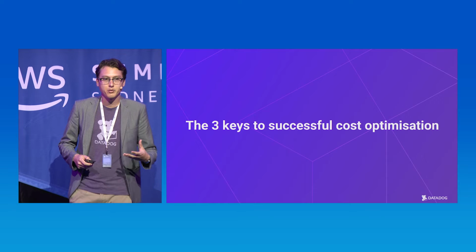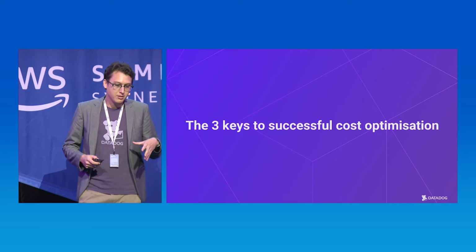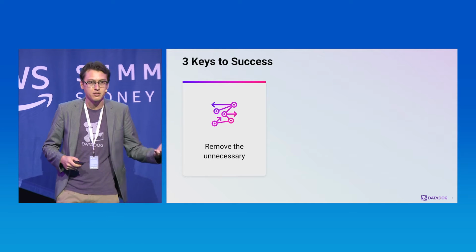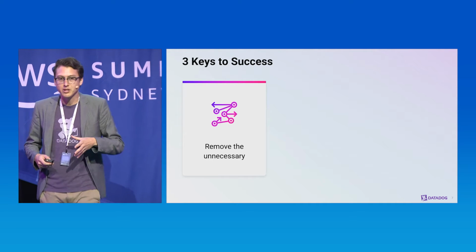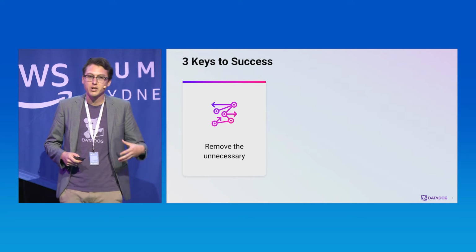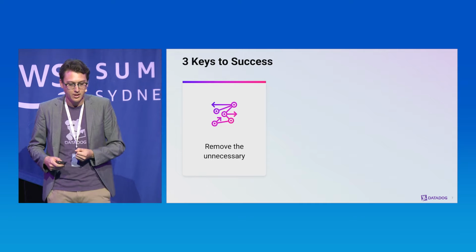But let's jump into the 3 main considerations Datadog had here. The first is traditional FinOps. There's nothing too crazy here, but we do need to cover it because it's a requirement. Remove the unnecessary. So removing orphaned instances, making sure that we're not paying for resources that we're not using. We'll get into a bit more detail here.